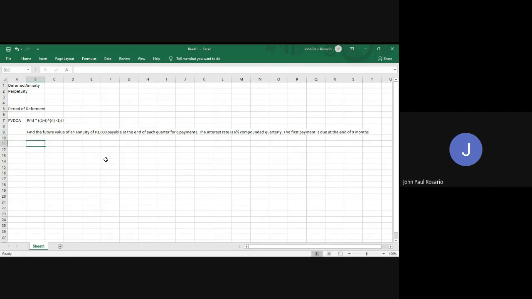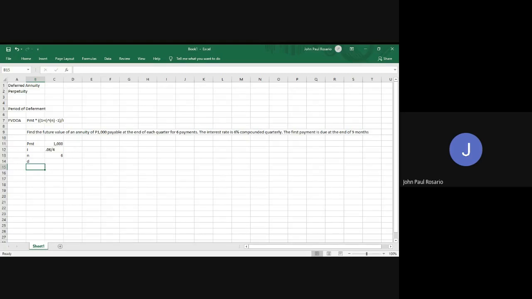So, sige ha. Our payment is equal to 1,000. I is equal to 0.06 over 4 kay quarterly man. N nato would be 6, kaya yun naman siya nga 6 payments. And then, what else? How much is our period of deferment?